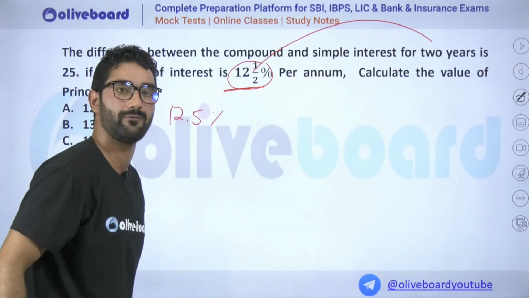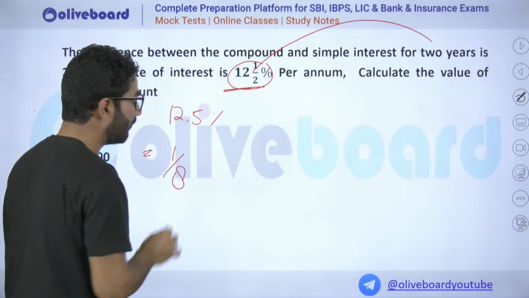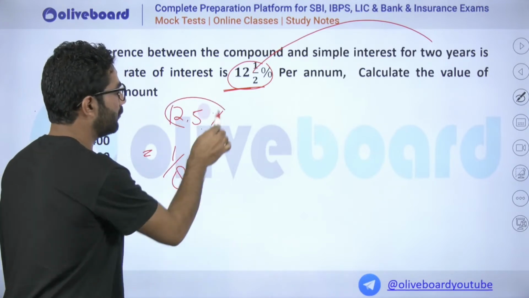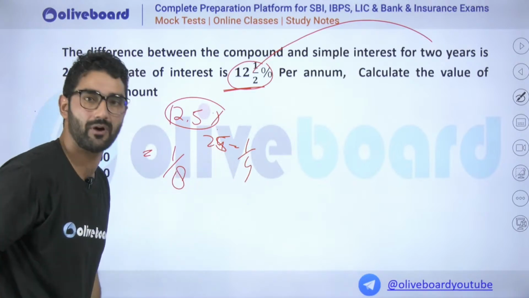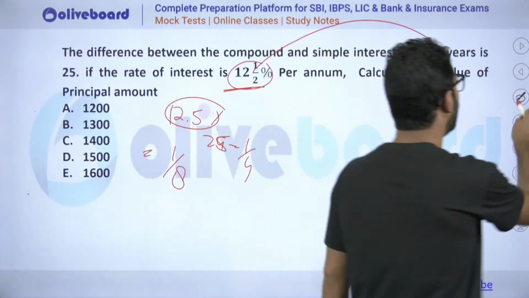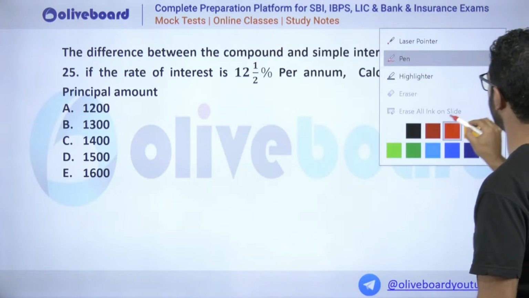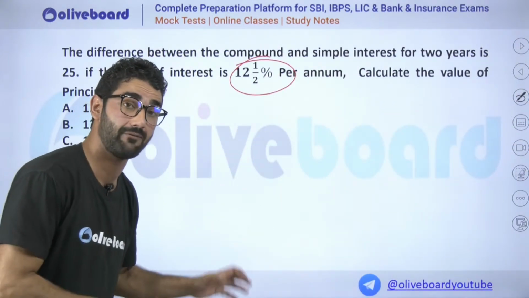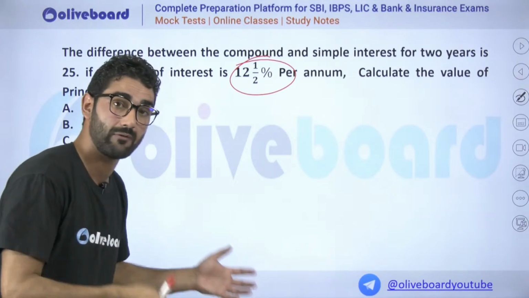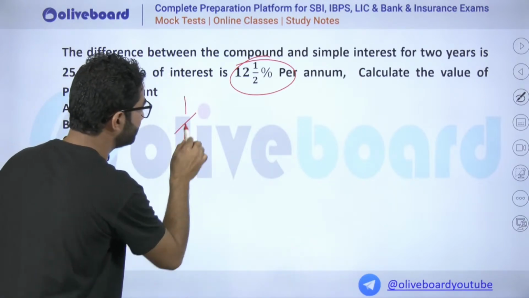Sir, it is 12.5. It is nothing but 1 upon 8. If 25% is 1 upon 4, half of that will be 1 upon 8. So 12.5 is nothing but 1 upon 8. I'm repeating it again and again in order to make you clear. आपको याद रहना चाहिए 12.5 is nothing but 1 upon 8.